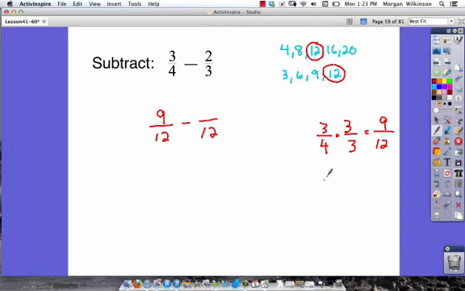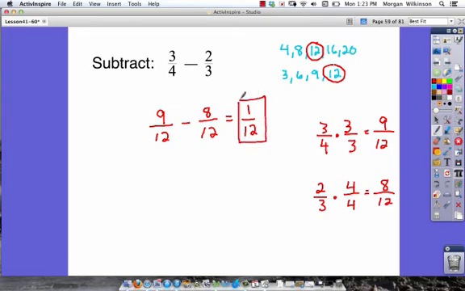Our second term, 2/3. 2/3 times something is going to be equal to something over 12. Well, 3 times 4 is 12. So we multiply 2 times 4 as well to get an answer of 8. So we have 8/12. Now the math is actually pretty easy on this problem. We found the least common multiple, we've rewritten our fractions. 9 minus 8 is 1, and our denominator 12 stays the same. We get our difference of 1/12. And we're all done with this problem.